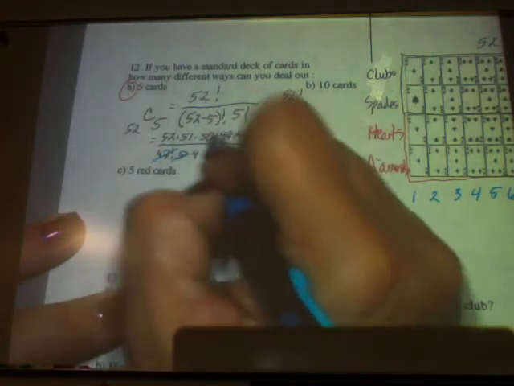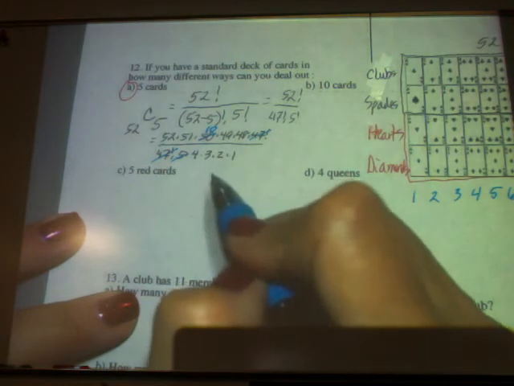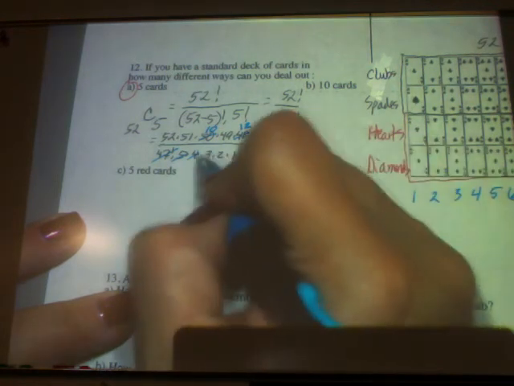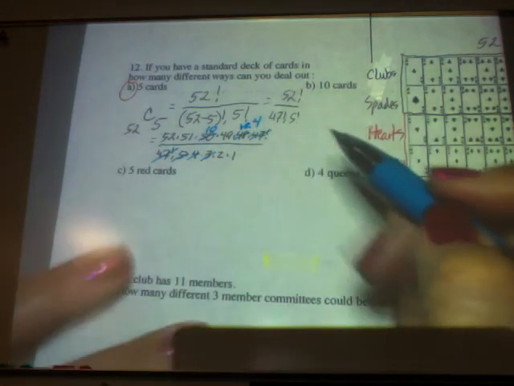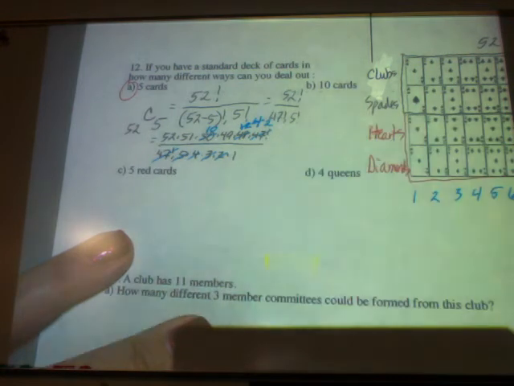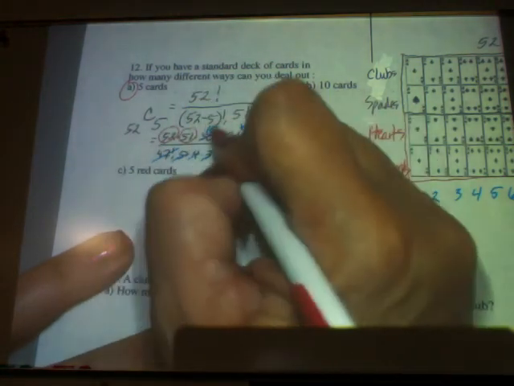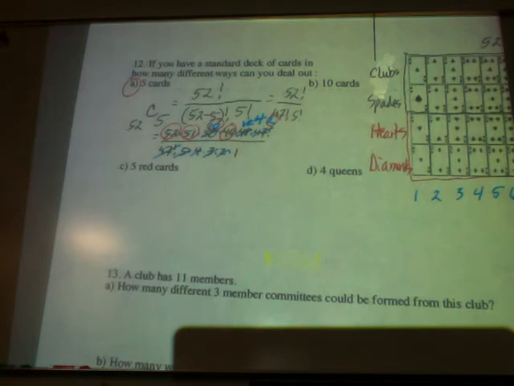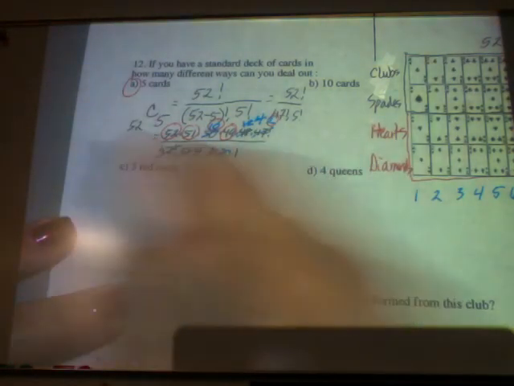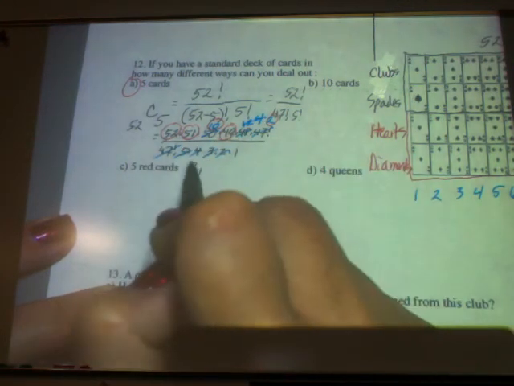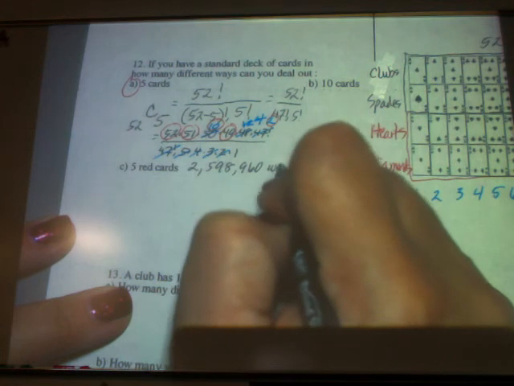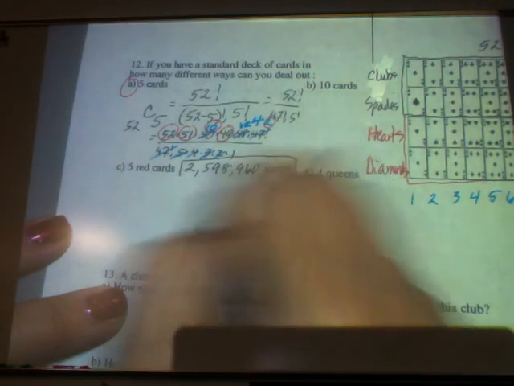And then my 5, I'm going to cancel it with a 50, 10 times. And the 4, I'm going to cancel into the 48, 12 times. And the 3, I'm going to cancel into the 12, 4 times. And then I'm going to cancel the 2 into the 4, 2 times. So I'm left with a 52, 51, a 10, 49, and a 2. So if I multiply all those together, what do I get? A very large number. You should get 2,598,960 ways. That's a lot of different card hands you can have.